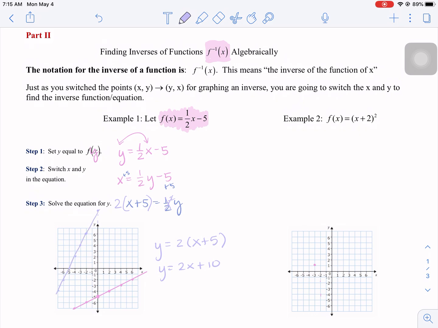Get that graphed. Now, if you look at them, again, remember, we're looking to make a reflection over this line, and it is a perfect mirror image, okay? They are inverses of each other. They should look like that.